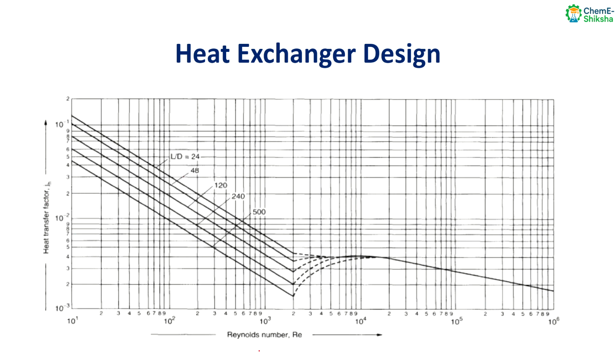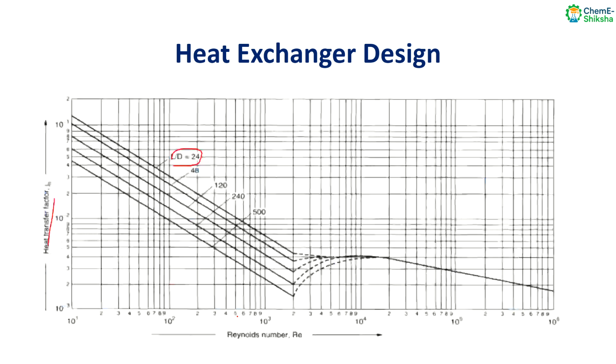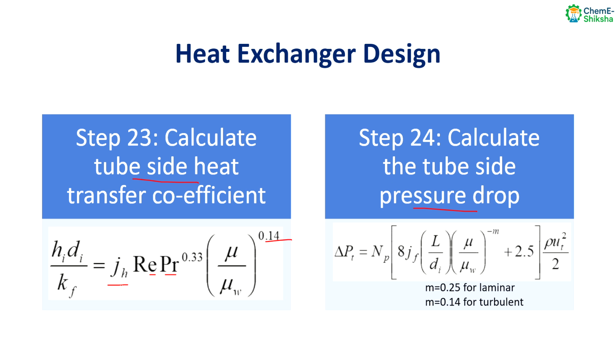If we know the Reynolds number and the L by D ratio, where L is the tube length and D is the diameter, we can calculate the heat transfer factor Jh. If we know Jh, we have already calculated the Reynolds number and Prandtl number. We know the viscosity. We also know the tube inside diameter and the thermal conductivity of the tube side fluid. Then we can calculate the tube side heat transfer coefficient.